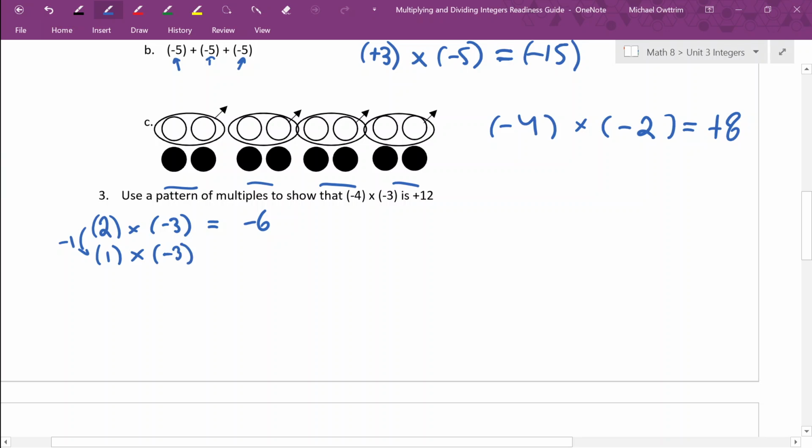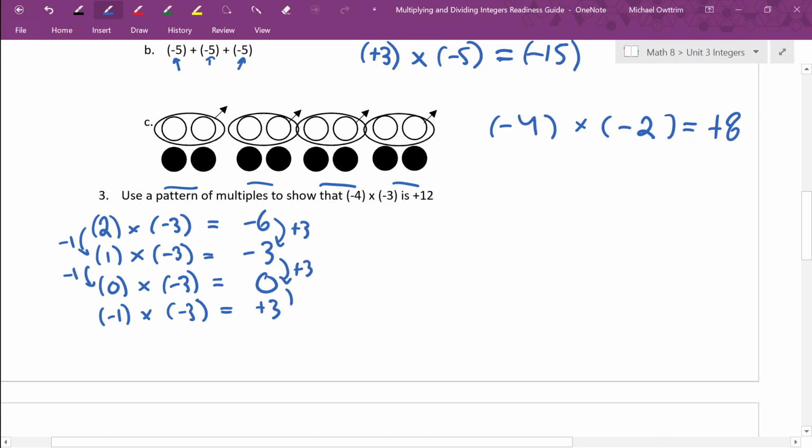Well, we're still going to multiply by negative 3. Negative 3. Decrease that by 1. 0 times anything is 0. Decrease that by 1. And so on and so forth. So you can see that we are increasing by 3 for every multiple that we go up.